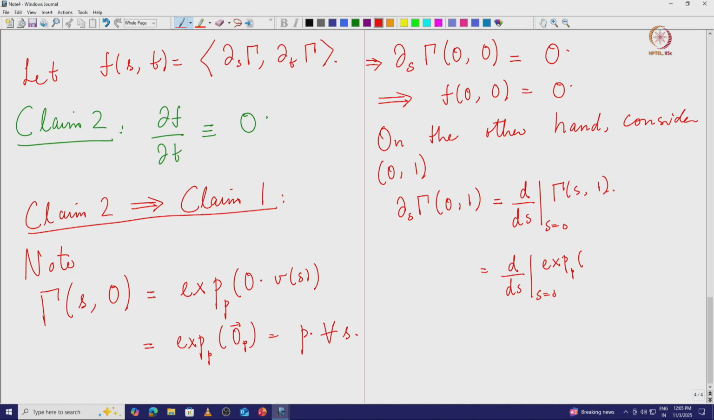That is just v of s. If you plug in t equals 1 in the formula for capital gamma, you just get this. But what is by definition the exponential of v of s? That is just sigma of s. So this is the derivative of sigma at 0. By definition that was x, right. We denoted the derivative of sigma at 0 by x.